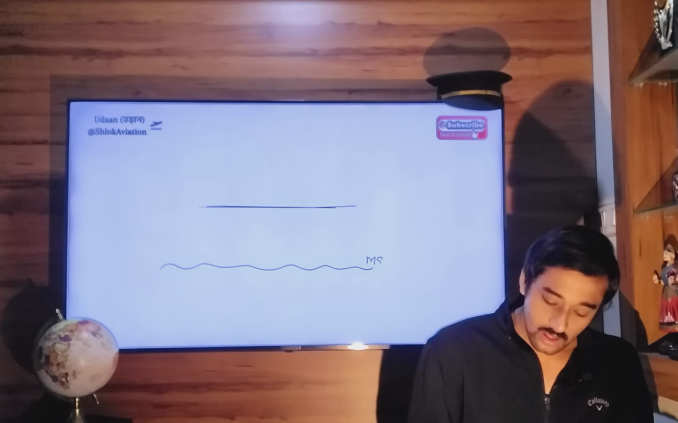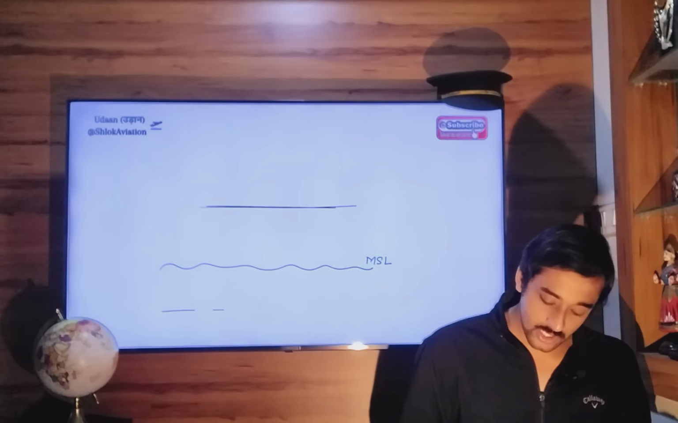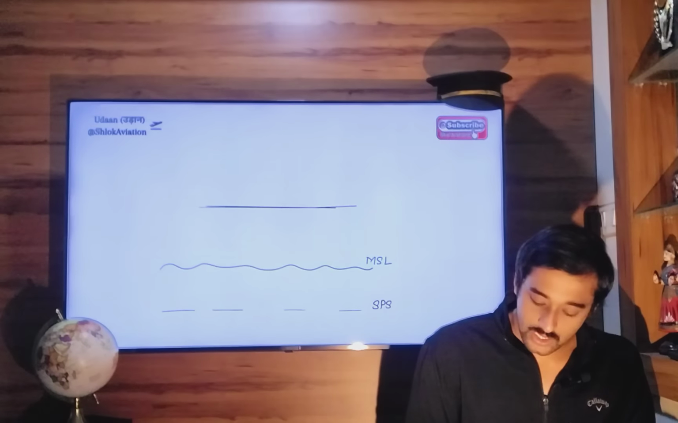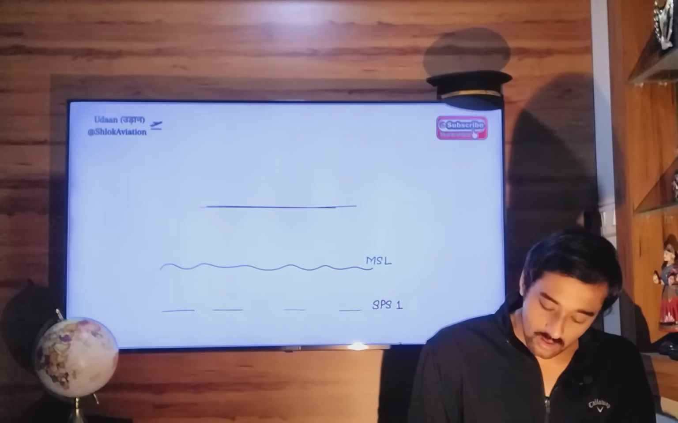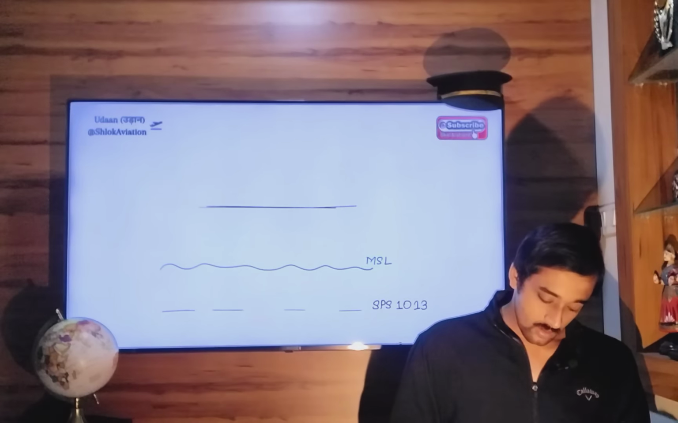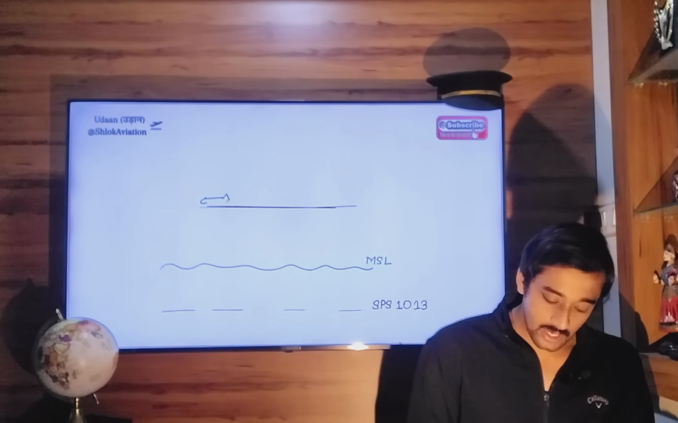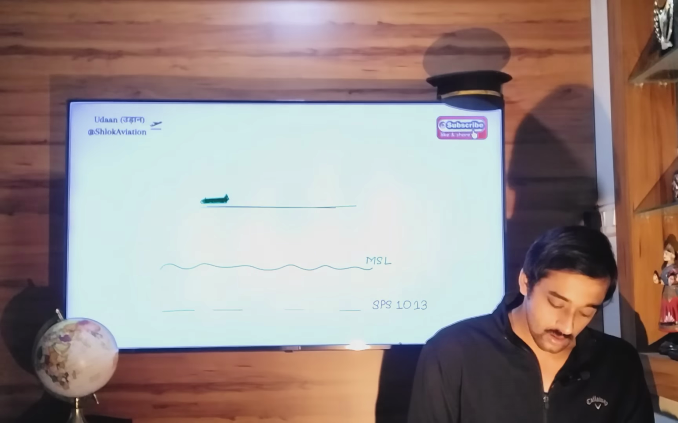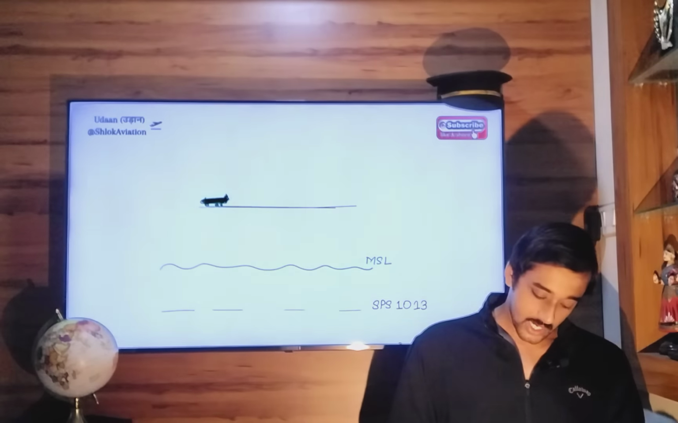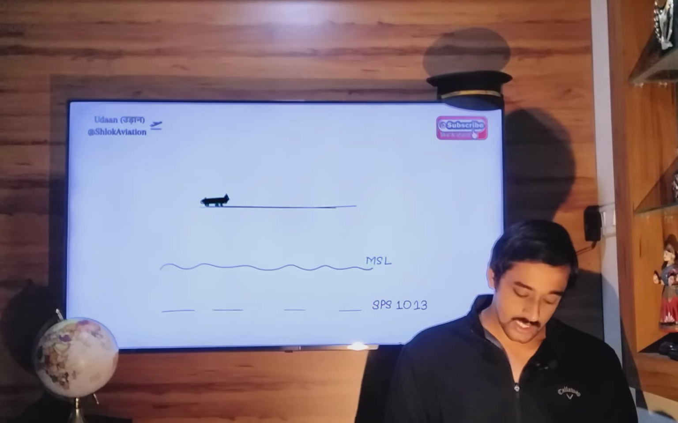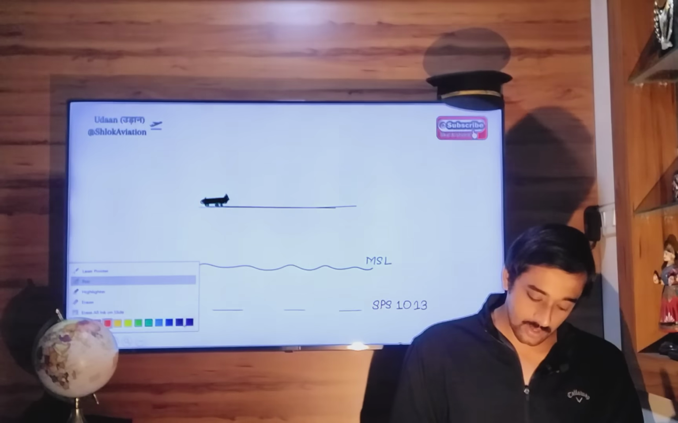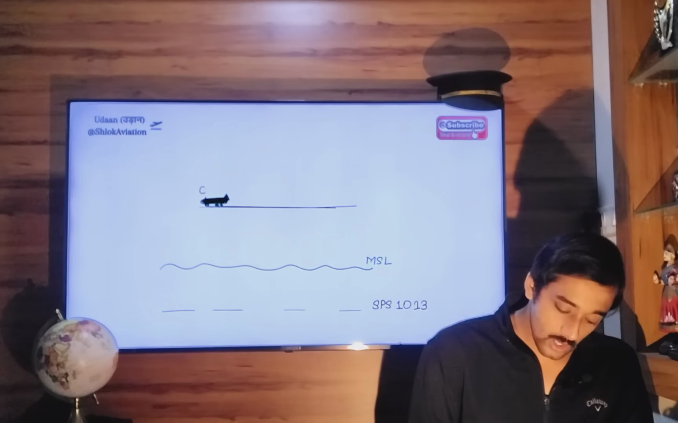Consider this is your airport. This is your mean sea level, and this is your standard pressure setting datum, 1013. Now, let's say this is one aircraft which is parked on the airport. And the pressure setting in the altimeter setting window is equal to QFE.